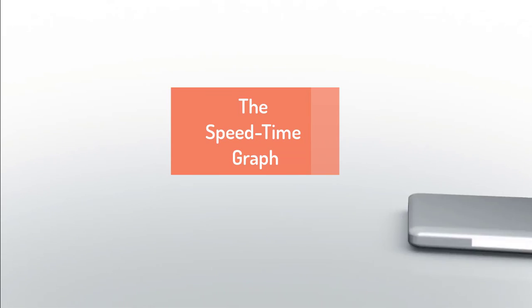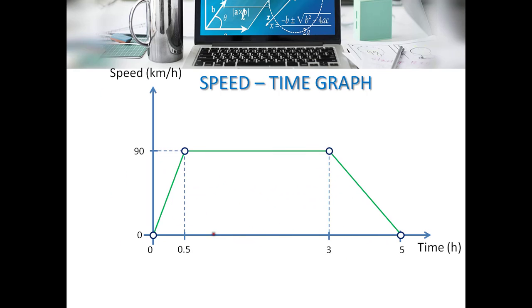The speed time graph. Okay, now we go to the speed time graph, the other graph. I'm using the same pattern, which is a trapezium. Now for the y-axis, which is speed, you have kilometer per hour, which means it is a rate versus time in hours. As we can see here, 0 to 90 is not the distance. It is actually speed increasing from 0 to 90 kilometer per hour.